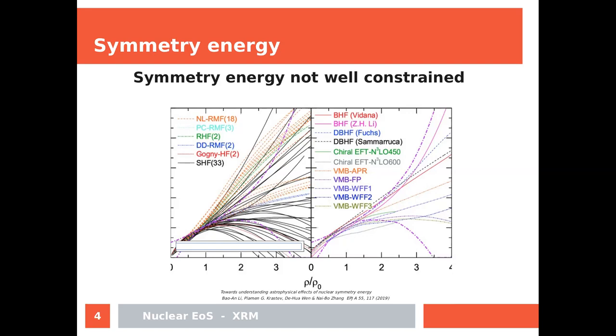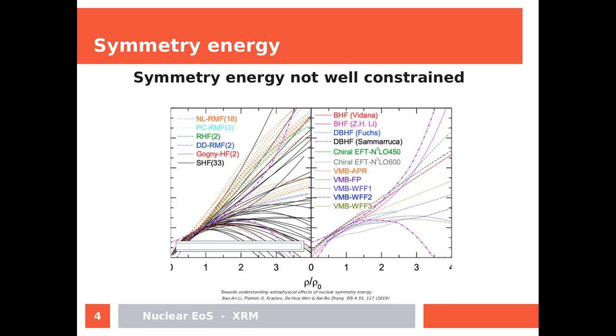On the other side, on the left-hand side, what I'm showing you is some nuclear energy density functionals. Those are also based on effective Hamiltonians, but the difference is that they are solved at the simplest many-body method you can think of, the Hartree-Fock approximation, and then the parameters are not fitted to few-body data, as in the previous case, but are fitted to many-body data. And no matter what you do, as you can see in these figures, the symmetry energy is not well constrained by the data.